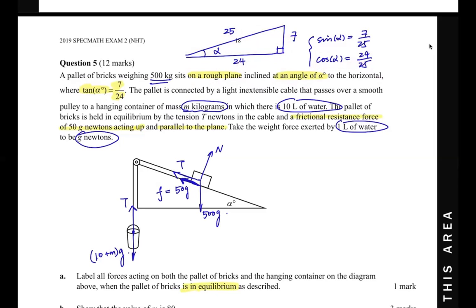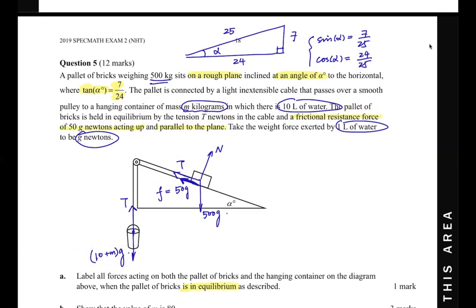And you should treat the container with water altogether: M kilograms plus 10 kilograms. 1 liter of water means 1 kilogram because 1 liter of water has weight force 9.8 newtons, okay? So here comes our 10 plus M g. And they tell you the pallet of bricks is held in equilibrium by a tension of T newtons in the cable. So these two letters must be the same.